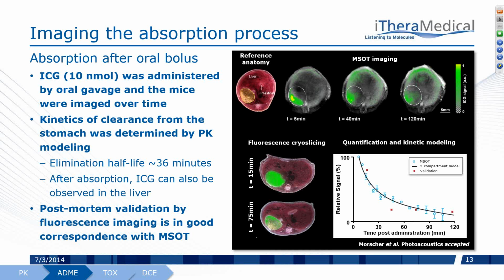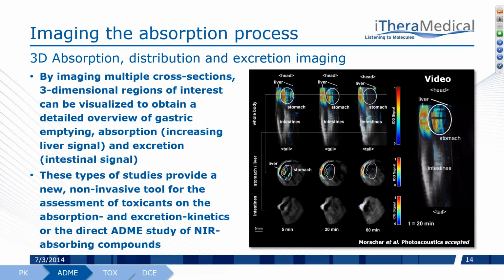So this is in a 2-dimensional way. We can do the same experiment in 3 dimensions, which I show here. So now in the circle on top we see the stomach, and right next to the stomach we can see the liver. So if we observe the stomach area, we can see this decrease of ICG signal over time again, this time over 80 minutes. And as the stomach is emptying, we can see the signal pick up in the intestines and also in the liver over time.